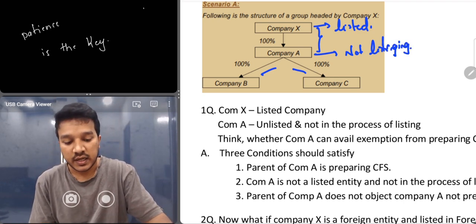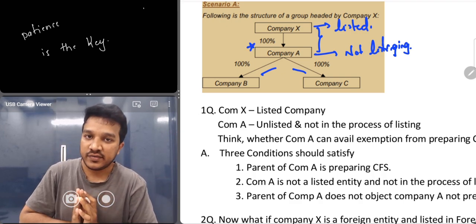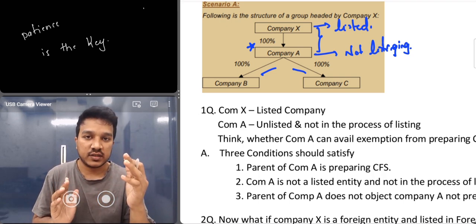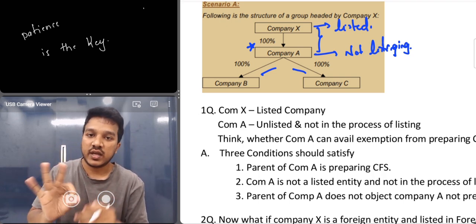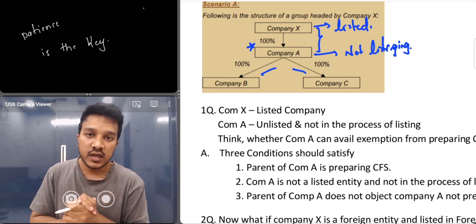The question is whether A can claim exemption from preparing consolidated financial statements. When can you claim exemption from preparing consolidation financial statements? There are three conditions. Okay, if all the three conditions are satisfied, then you can avail exemption from preparing CFS.